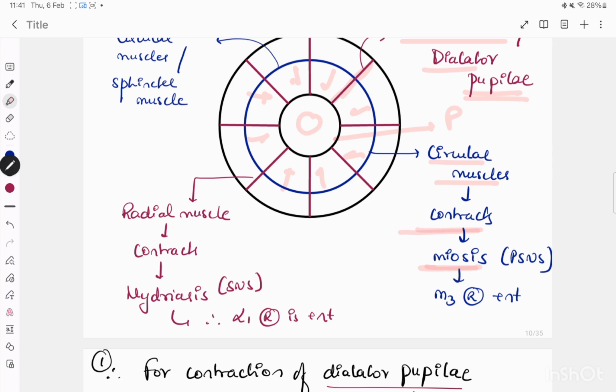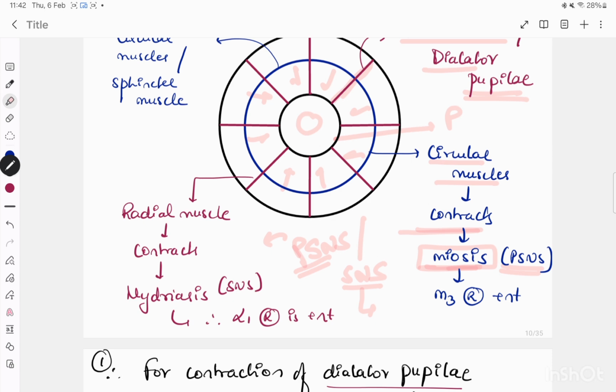Now, because miosis is taking place, you recall miosis, that is constriction of the pupil, happens in the parasympathetic nervous system or the sympathetic nervous system? In the sympathetic nervous system, what happens? Dilation of the pupil takes place. You have learned this in grade 11 also. And in the parasympathetic nervous system, constriction takes place. So if constriction is taking place, that means it is the parasympathetic nervous system.